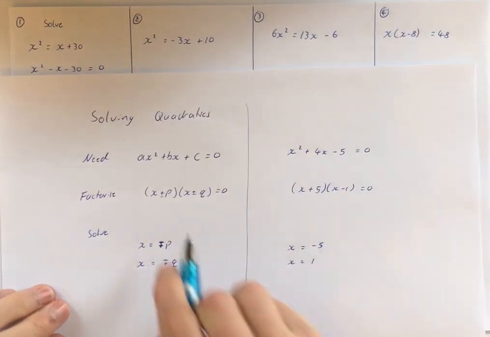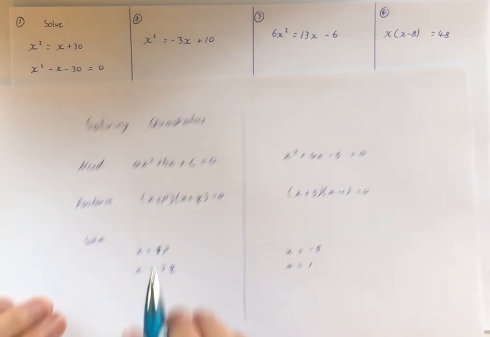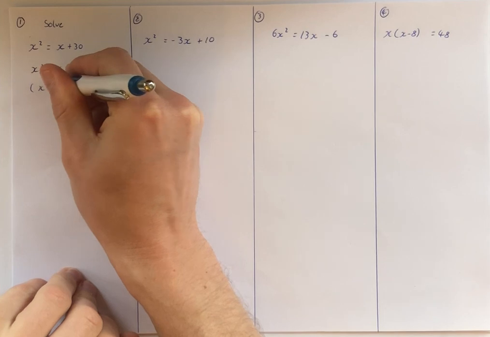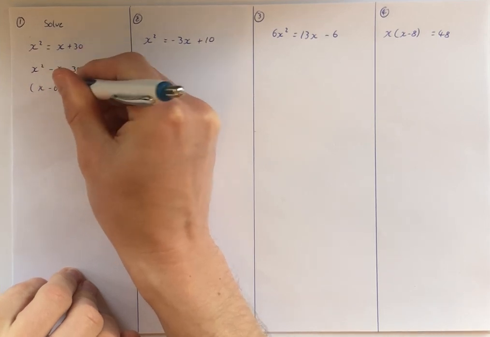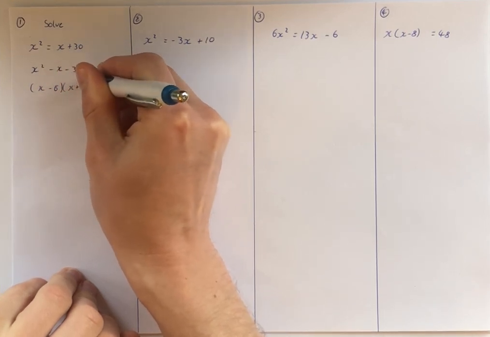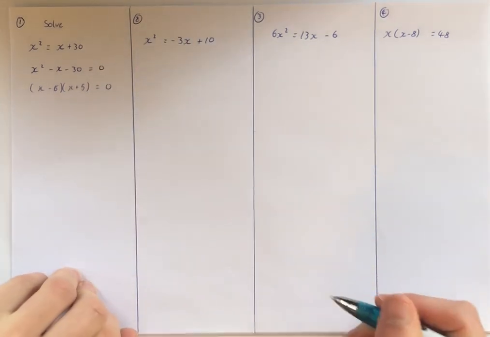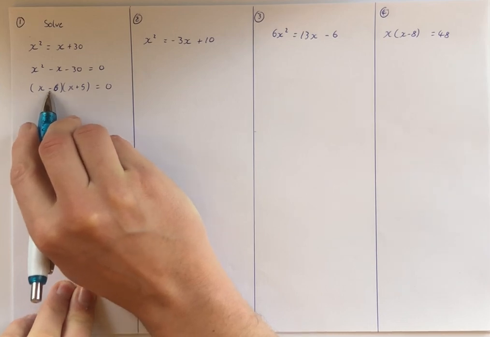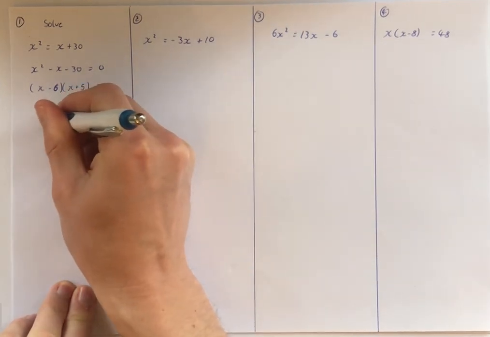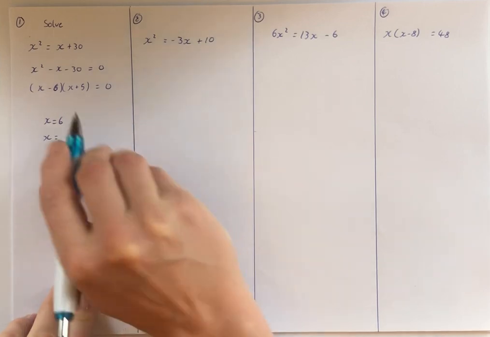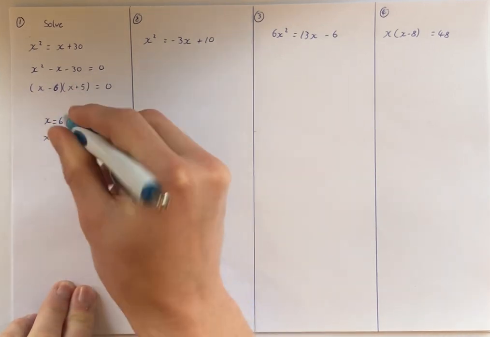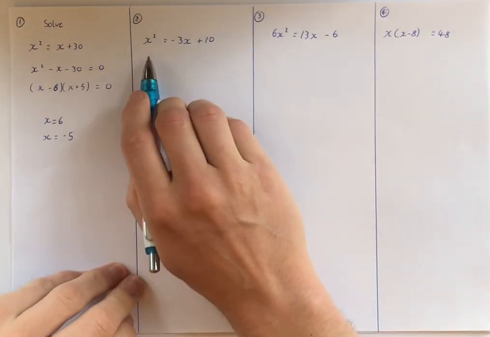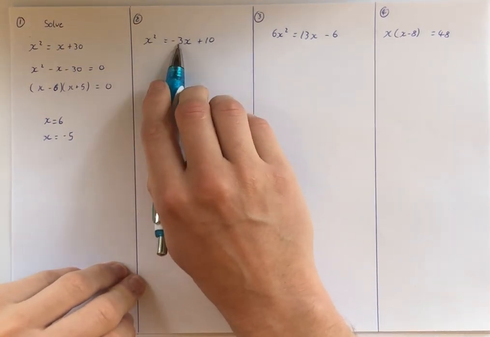Next thing, now that it's equal to 0, we need to factorize it. So we're going to factorize. So multiplies to negative 30 and adds to negative 1. 5 and negative 6. That's equal to 0. Now we can solve. Solving the first factor, x equals 6 would make that go to 0. And solving the next one, x equals negative 5 would make this go to 0. And we're done.